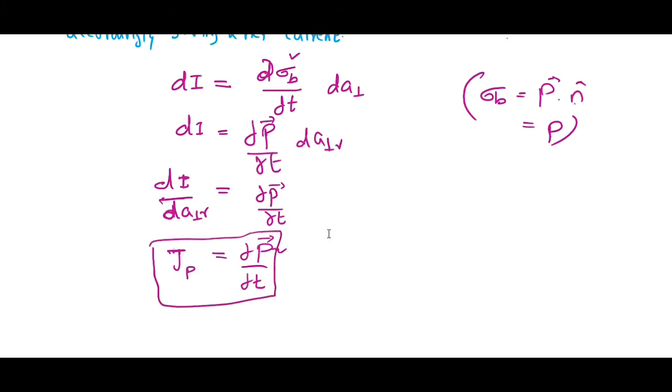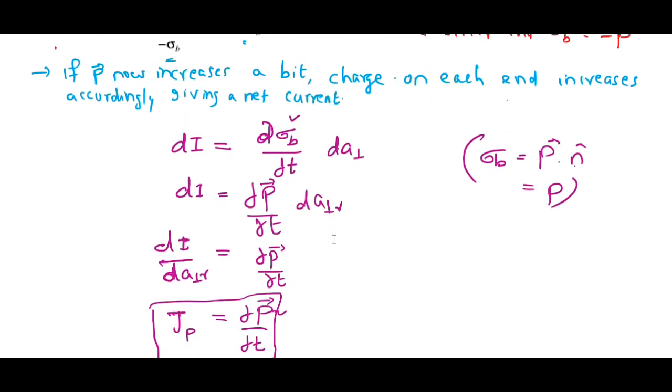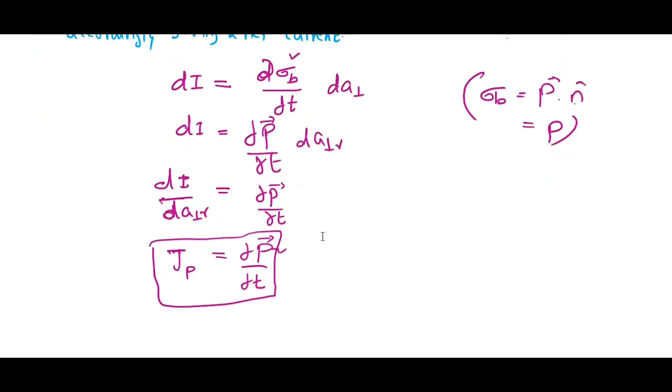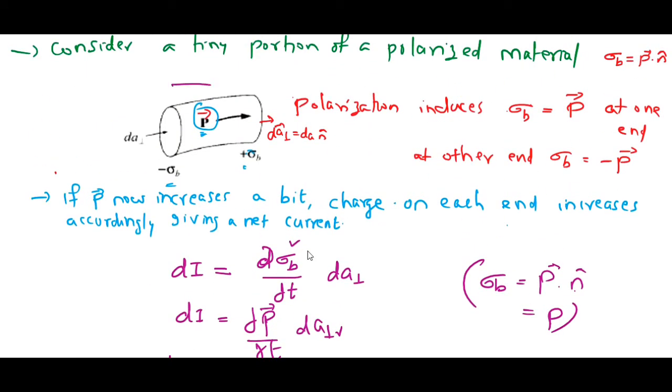This J P arises in the polarized material if the polarization changes with time. Because of the variation of the polarization, there is a polarization current density, a current flowing through the polarized material, and this current must satisfy the continuity equation. Let us check. The continuity equation is del dot J is equal to minus dou rho by dou t.